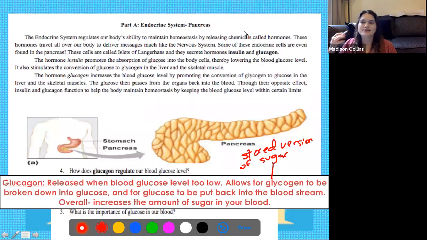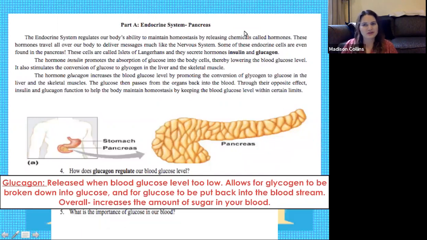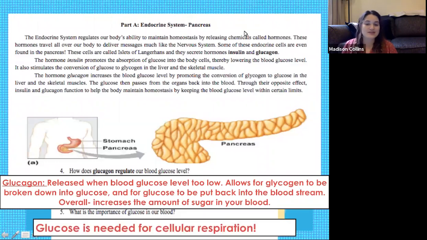But now, why is this important? Why do we need to have sugar in our blood anyways? What's the importance of it? Well, if you think back to, I believe it was unit 3 or unit 4, we learned about a little thing called cellular respiration. And I hope you haven't forgotten about it yet, because the reason we need glucose in our blood is to undergo cellular respiration. We need that glucose in order to produce energy in each of our cells. Okay.